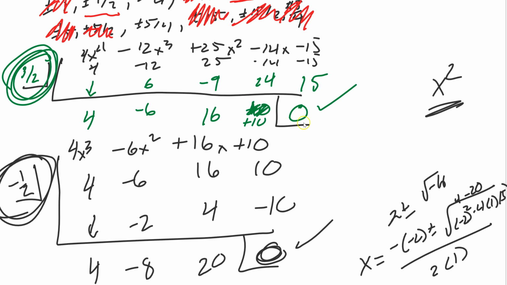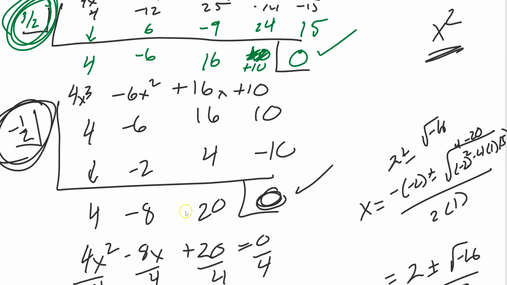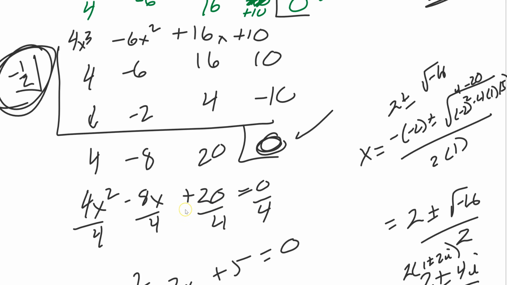You try to get a 0 and keep on doing that until you get to x squared. So I did it once here, and I got to x cubed, and I had to go again. Do another one until I got x squared, and then I could either factor or use the quadratic formula.